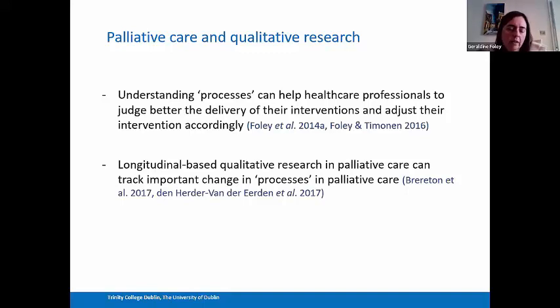There has been a significant increase in palliative care literature over the last 10, 15 years, particularly with funded studies, where longitudinal research is becoming much more prevalent, not just in quantitative research. Traditionally we have associated longitudinal research in palliative care with more quantitative research.